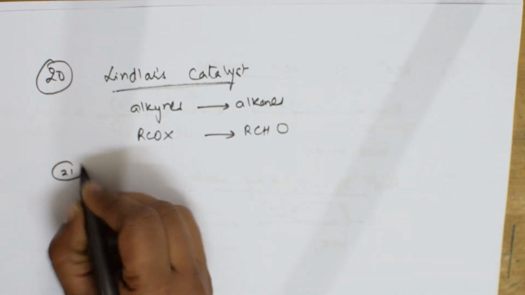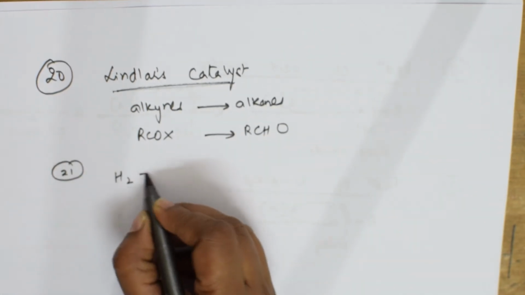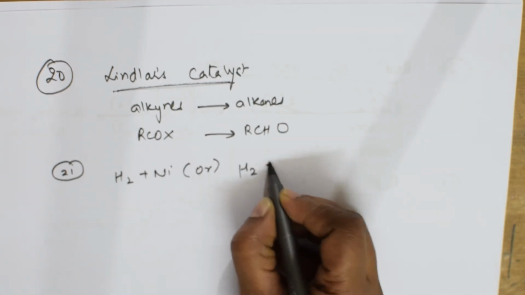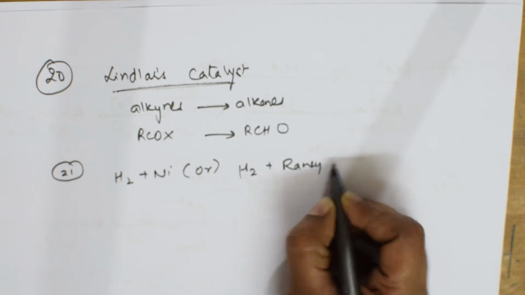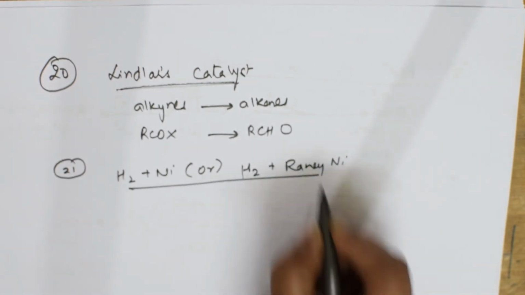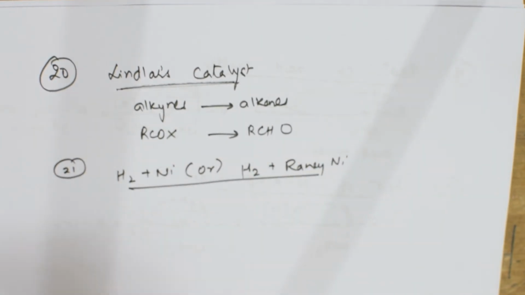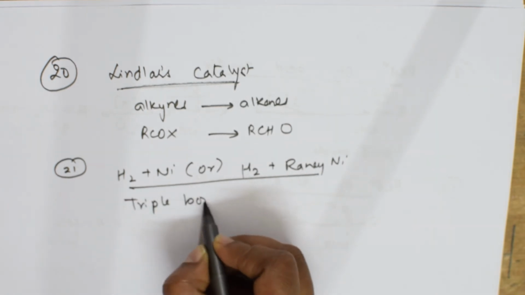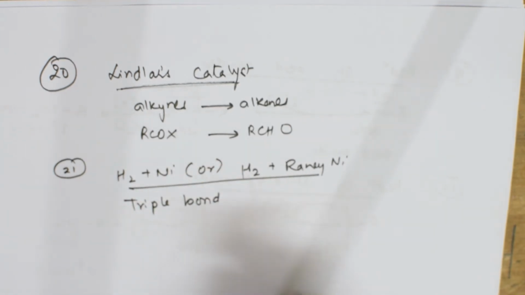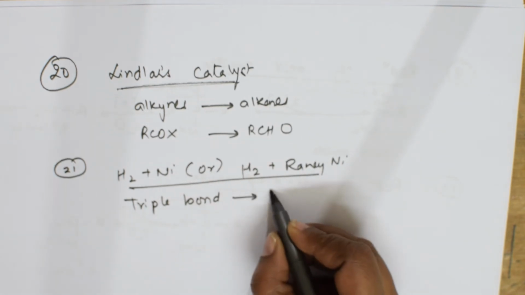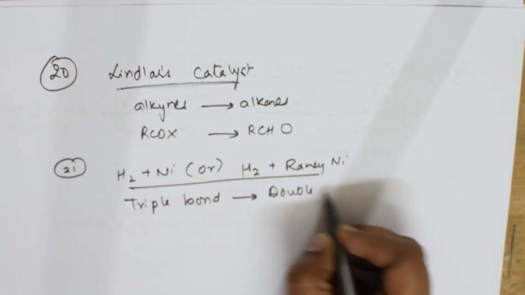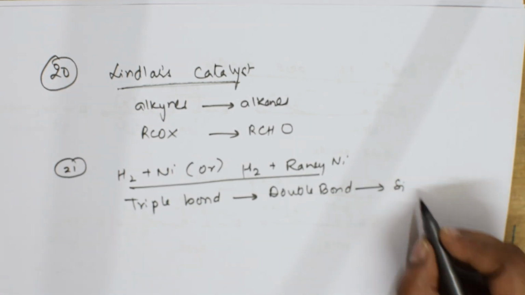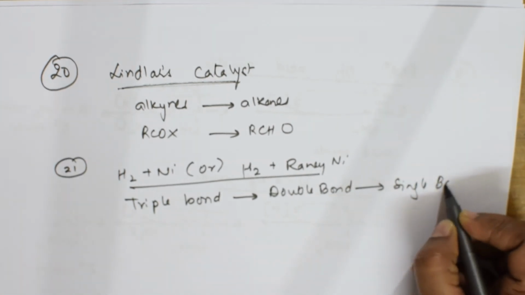Suppose 21st mystery. Suppose if you have hydrogen plus nickel, or if you have hydrogen plus Raney nickel on the top of the arrow, what do you get? In the presence of this catalyst, triple bond will break up into double bond. Okay, double bond will break up into single bond. Remember this, double bond will break up into single bond.